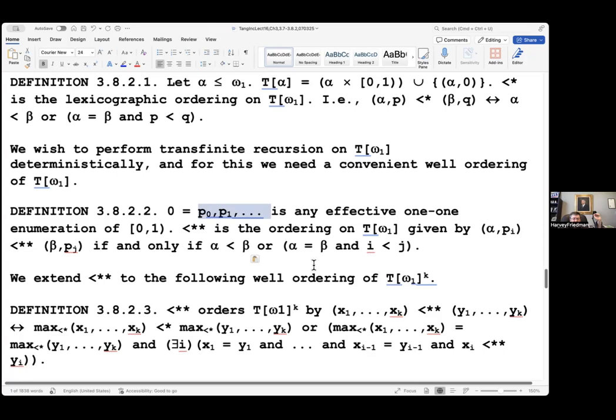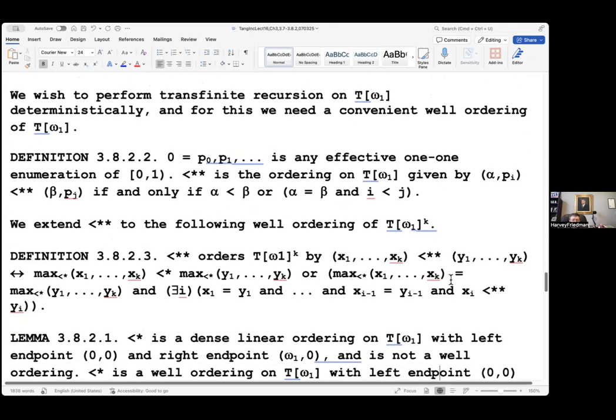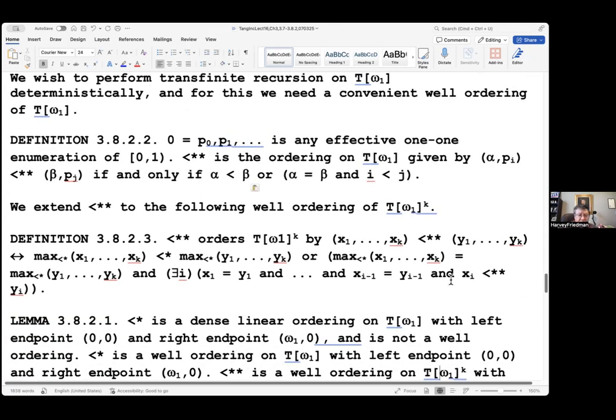So that's a well ordering, right? Because we're taking the product of a well ordering with another smaller well ordering, a copy of omega in fact. Okay, less than double star orders.